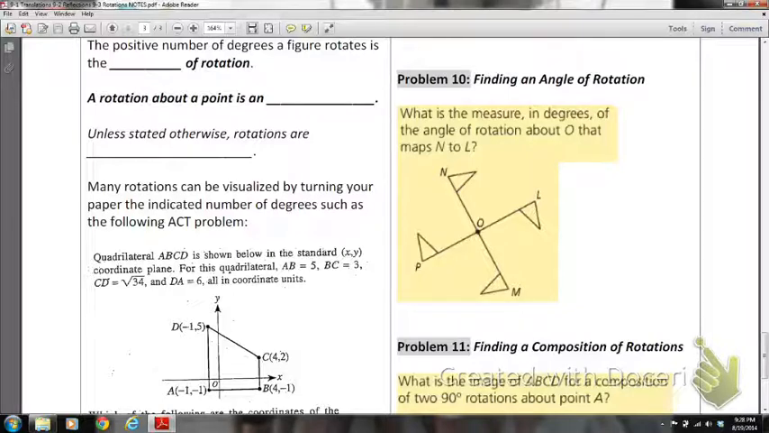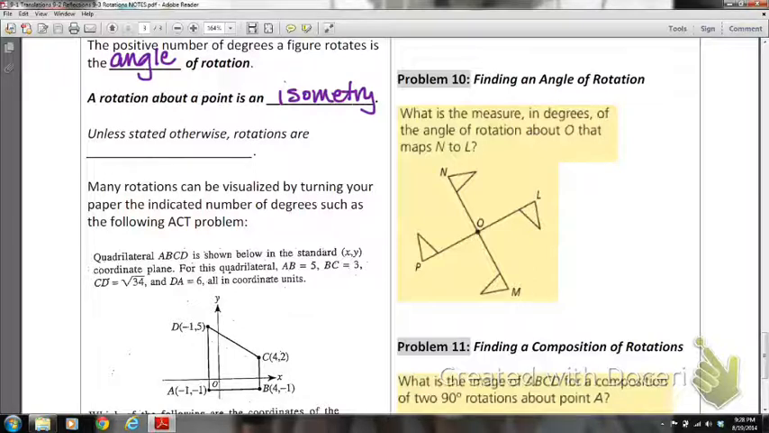The positive number of degrees a figure rotates is called the angle of rotation. And a rotation about a point is an isometry. If you remember the definition of isometry, it means that it preserves segment lengths and angle measures from the pre-image to the image. So before a figure is rotated and after a figure is rotated, they will be congruent.